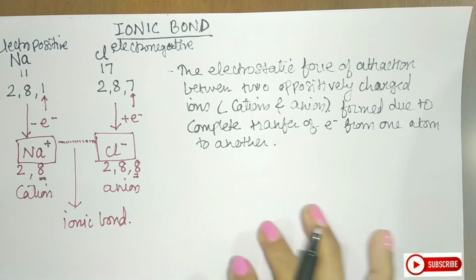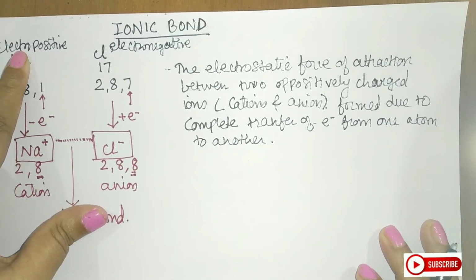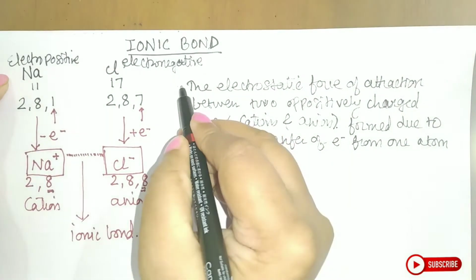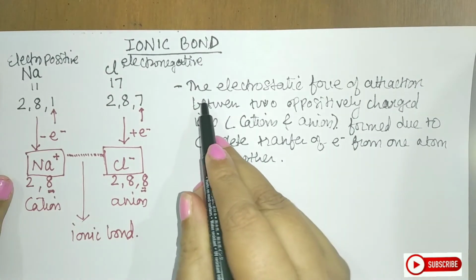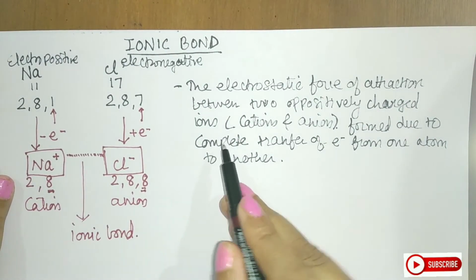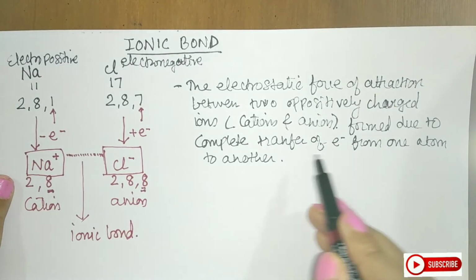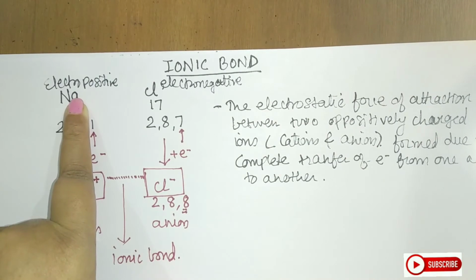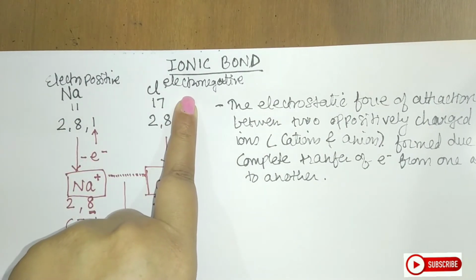Students, you can change the definition in terms of electropositive and electronegative atoms also. For that, the change will be like this. It is the electrostatic force of attraction between two oppositely charged ions which are formed due to the complete transfer of electron from an electropositive species to an electronegative species.